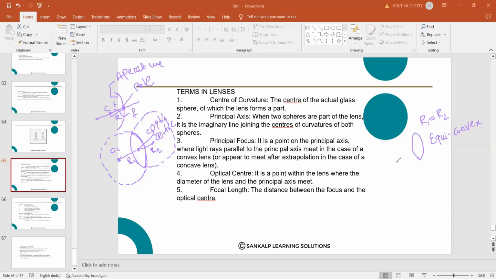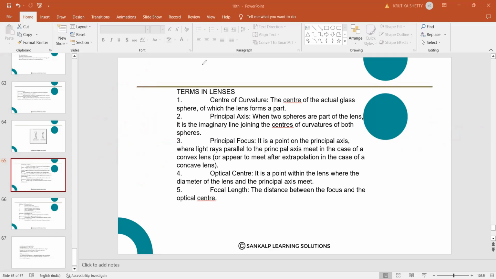Okay. So the principal axis is nothing but the line passing through the center of curvature and the optic center. Principal focus is where the rays appear to converge or diverge on the principal axis. That point is called the principal focus. Focal length is the distance between the focus and the optic center. All the definitions are the same as for mirrors. The terms you study for mirrors are the same for lenses also.